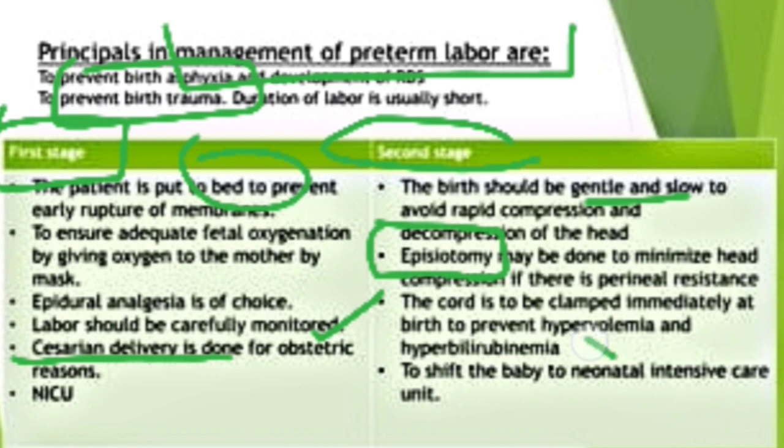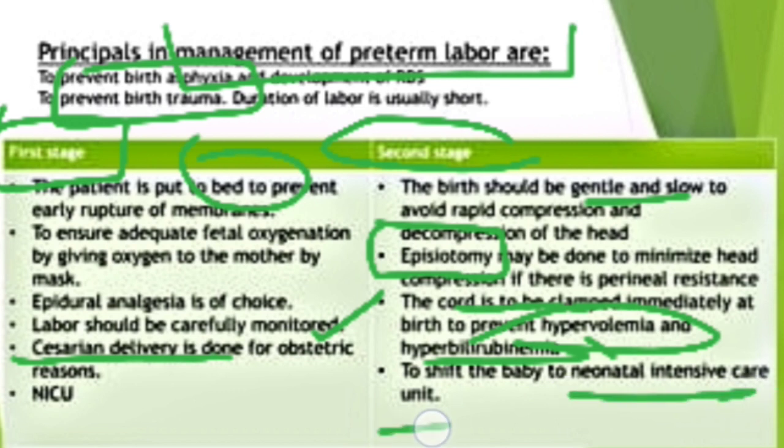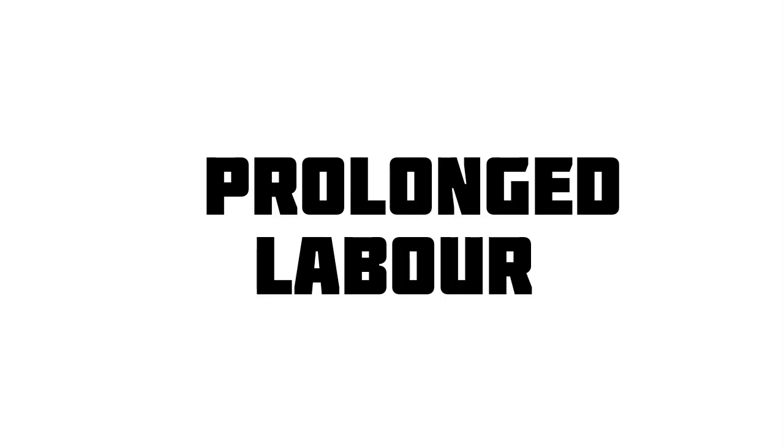After the birth, we will provide the usual normal care, that is, clamping the cord. Hypovolemia and hyperbilirubinemia are common conditions seen in preterm babies, and we will try to prevent them. And after the birth, we will provide care to the baby in the NICU section. This is all the management seen in preterm labor.